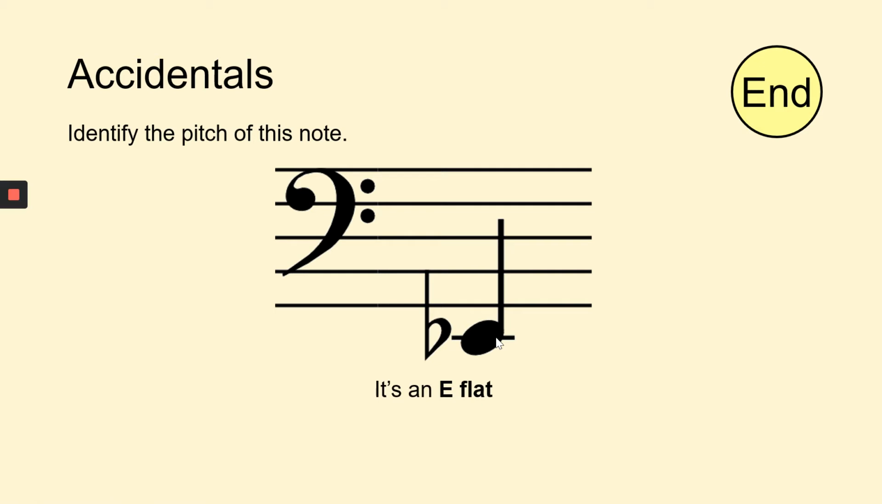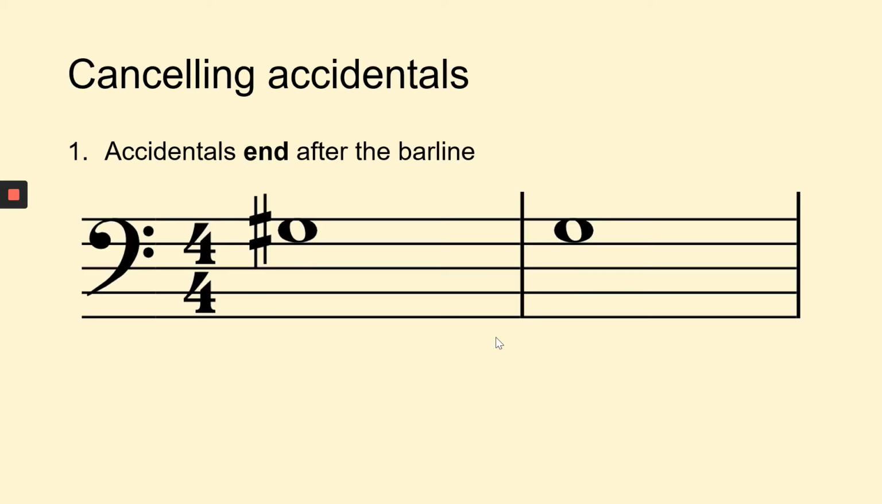Identifying pitches with accidentals on is not particularly difficult, but as with a lot of things in music, when we try to put them into actual pieces, there are a few rules we need to learn. Rule 1. Accidentals end after the bar line. A bar line cancels out all of the accidentals in the previous bar. So this music sounds like this.